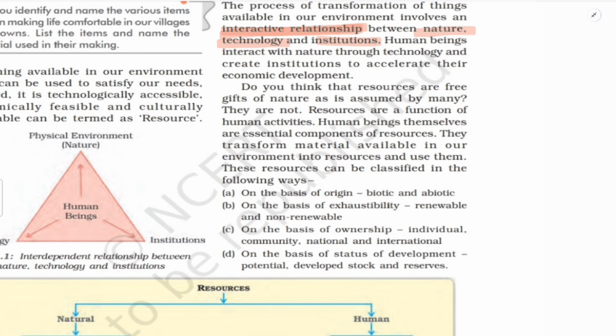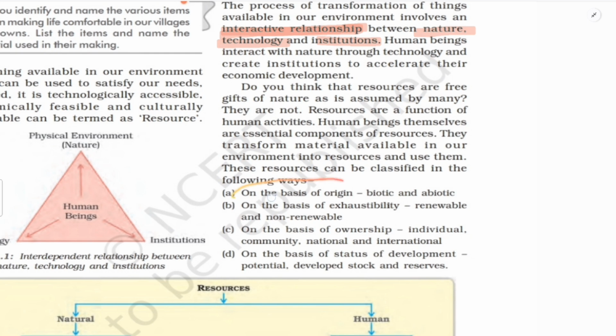So human beings themselves are an essential component of resource, as I have discussed with you right now. They transform material available in our environment into resource, as in construction of a bridge. What is happening in construction of a bridge? The materials are transformed in the form of a bridge, which helps people of that locality, of that area.